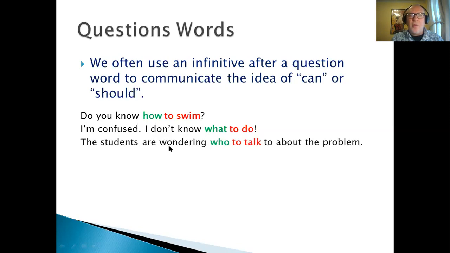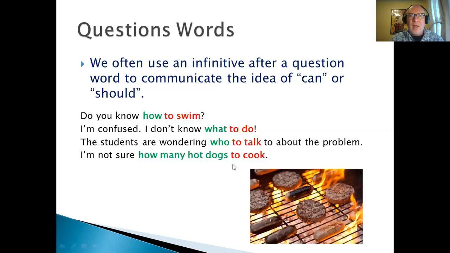The students are wondering who to talk to about the problem, right? Who is the question word. To talk is the infinitive. I'm not sure how many hot dogs to cook. Again, here we have a longer question word. We have how many hot dogs. But still, that's the question word followed by the infinitive. How many hot dogs to cook? Right? Well, those hot dogs look a little burnt in that picture. Maybe he needs to turn down the flame a little bit on that.